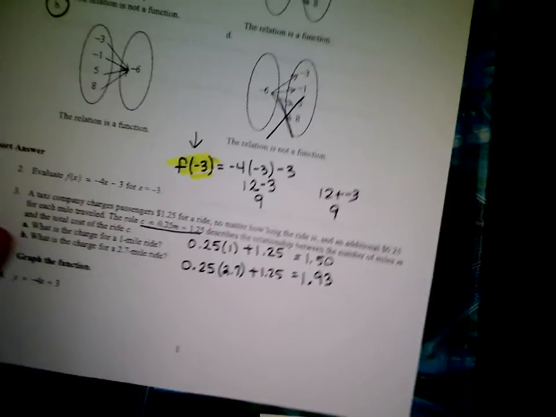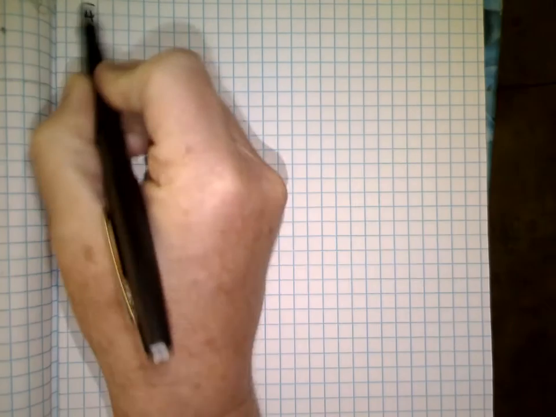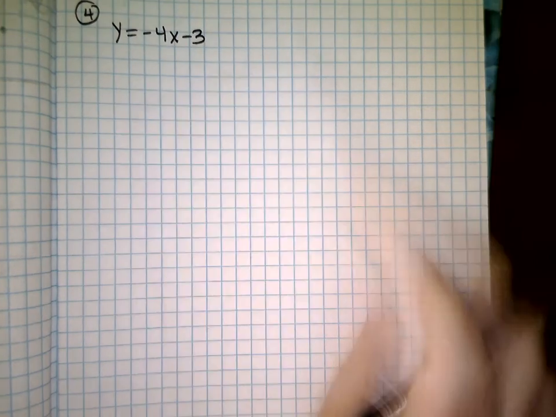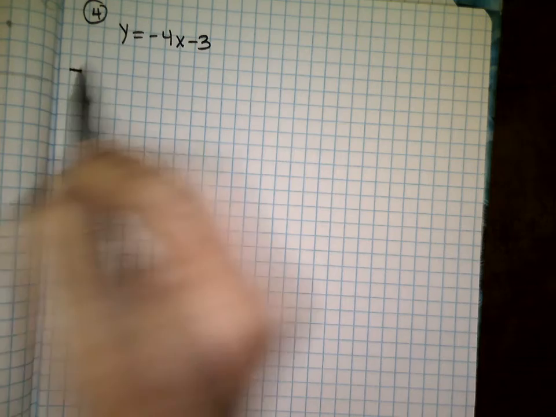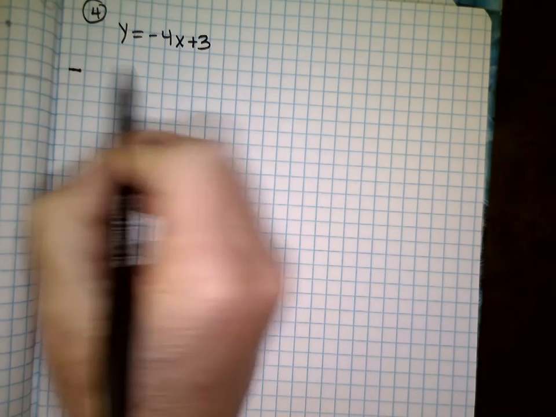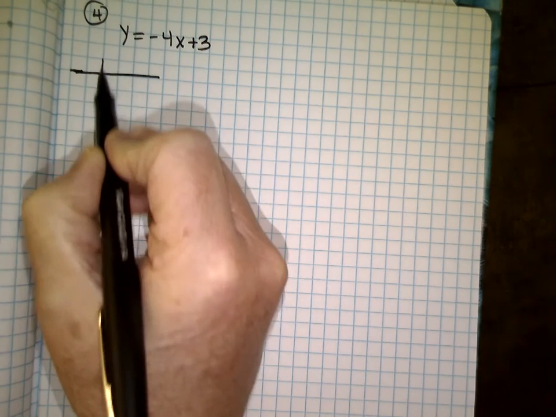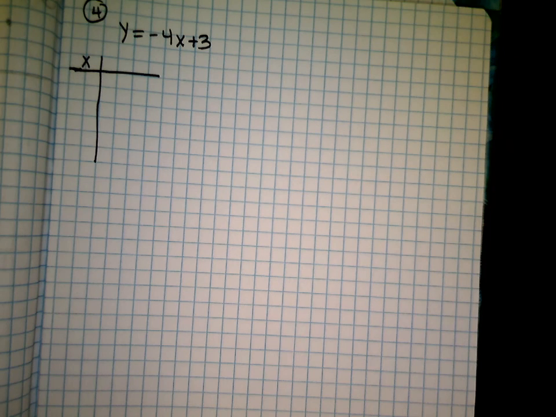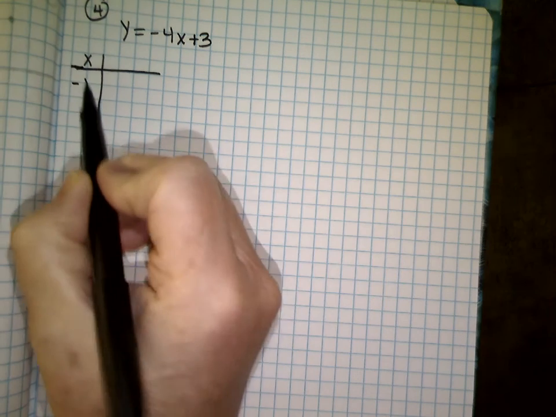Okay, the next ask you to graph. So they give you this equation, y equals negative 4x minus 3. Does it say plus 3? It sure does, doesn't it? And you need to make a table. And remember, you get to pick your numbers, and you should pick the easiest numbers you can think of, which would be, yes, sir.